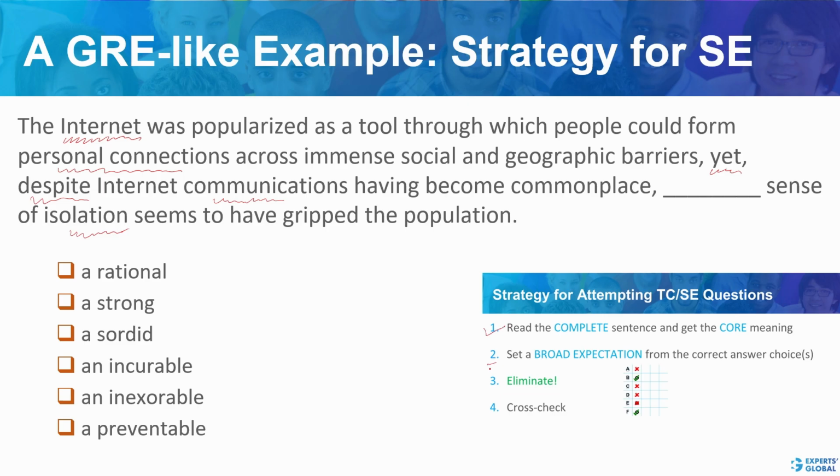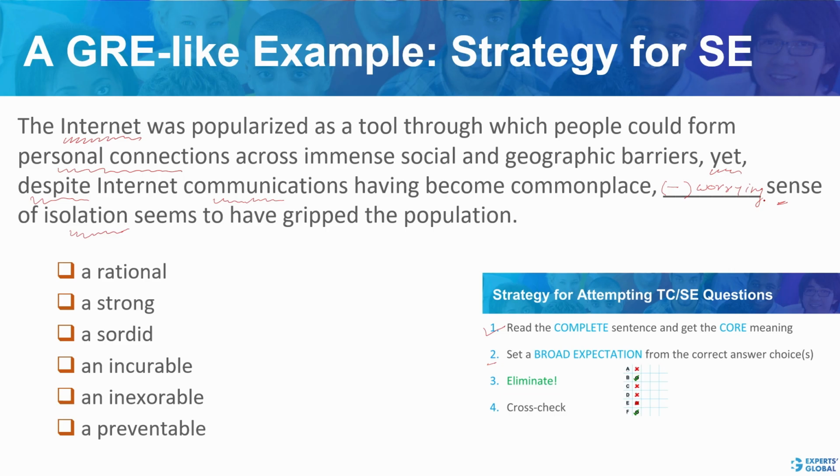Step 2 is to set a broad expectation from the correct answer choice. So blank sense of isolation. We are definitely expecting a negative word here. The sign of our expectation is negative and the intent is something bad. Please pause the video and come up with your own word. My word is something on the lines of worrying. Okay, that the internet has led to a worrying sense of isolation. So step 2 here has also been completed.